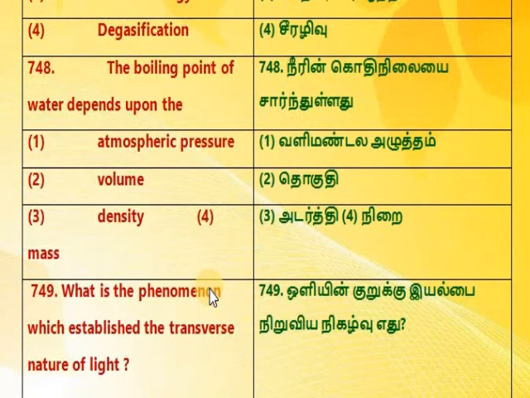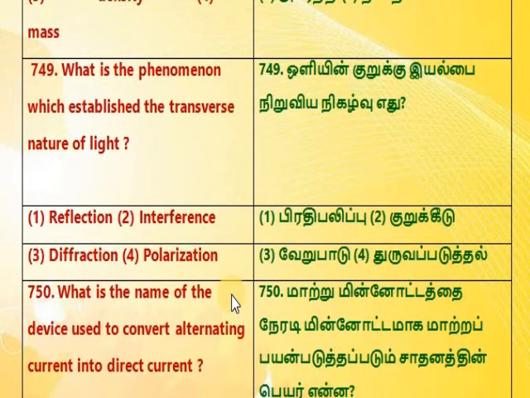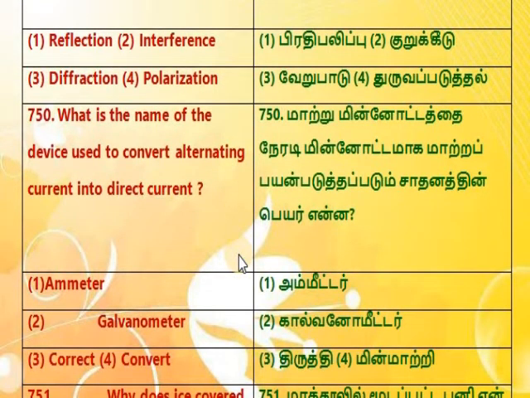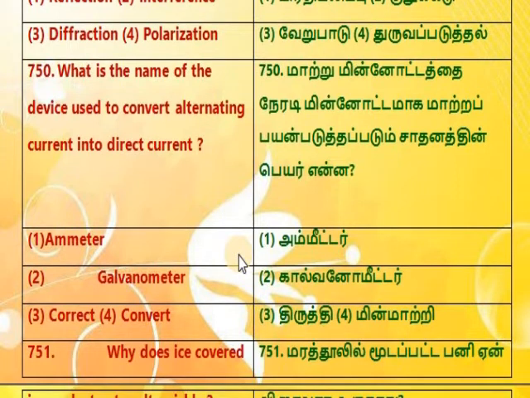748. The boiling point of water depends upon the 1. Atmospheric pressure, 2. Volume, 3. Density, 4. Mass. 749. What is the phenomenon which established the transverse nature of light? 1. Reflection, 2. Interference, 3. Diffraction, 4. Polarization.